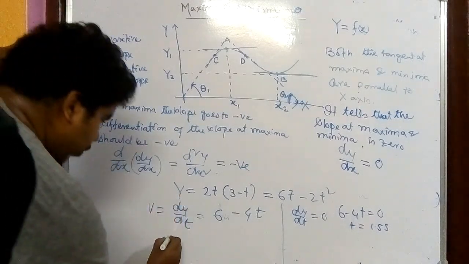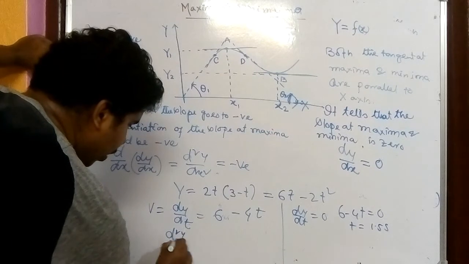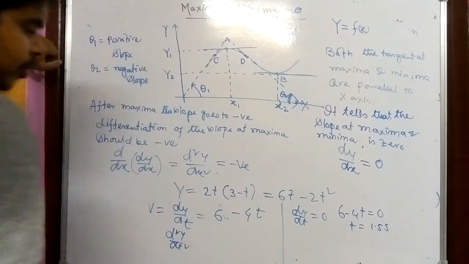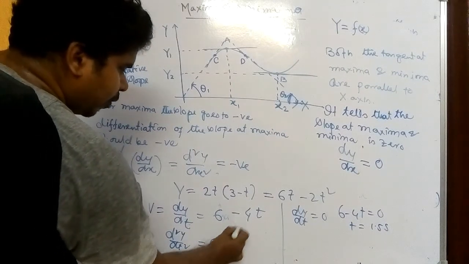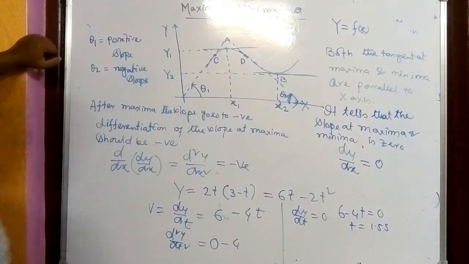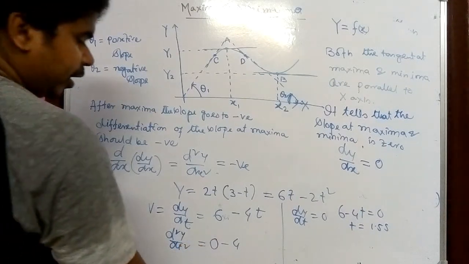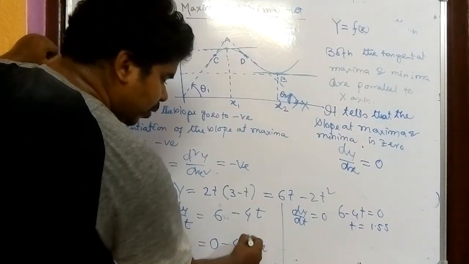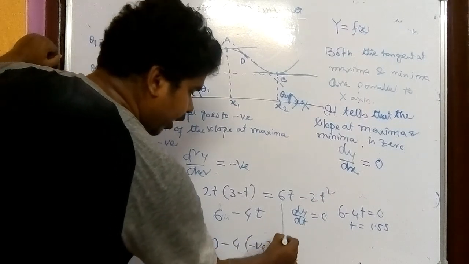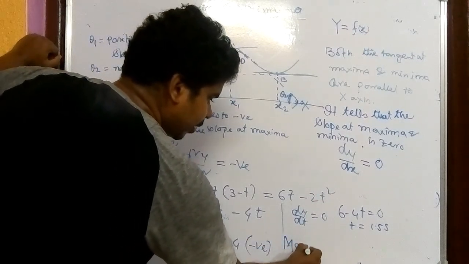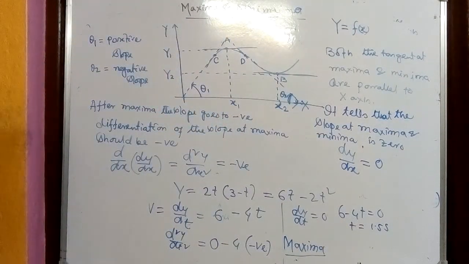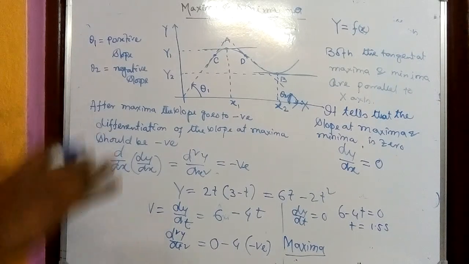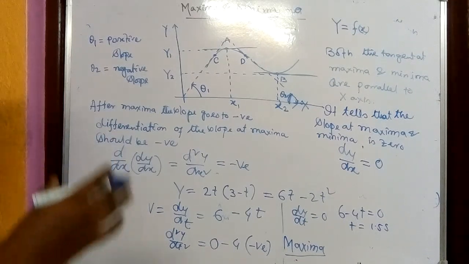For that reason we have to differentiate again, d2y by dt2. If I do d2y by dt2, for 6 it is 0, and for the other term it is minus 4. So d2y by dt2 is negative. Negative means at that point we will get maxima. This is the way we can find maxima.